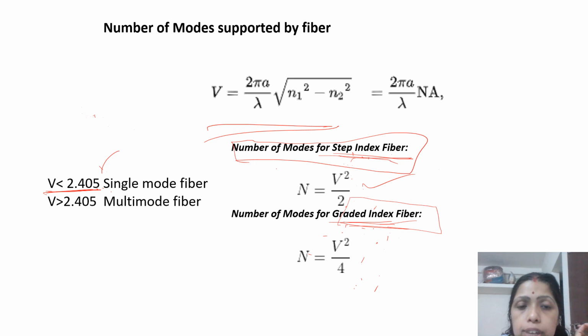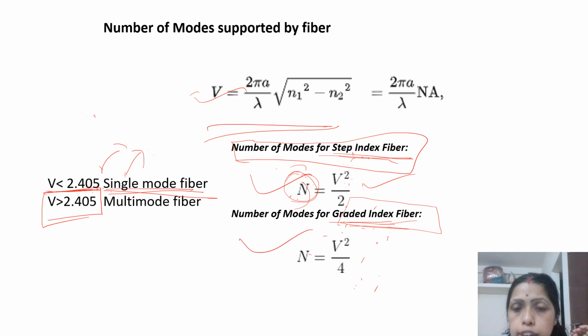Okay, so if you get the V number as 2.402, that means only the single mode. If you put V as 2.404, whatever N you get does not tell anything. If the V number is less than 2.4, it is not required to calculate the number of modes. Simply it will be a single mode fiber. If the V number is greater than 2.4, then you have to calculate the number of modes using this formula or this formula, based on the type of fiber. Then you can get how many modes are propagating through the fiber.